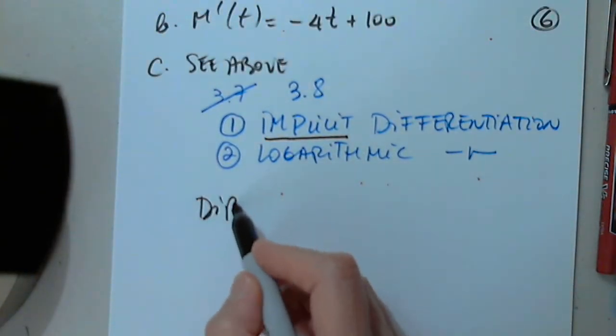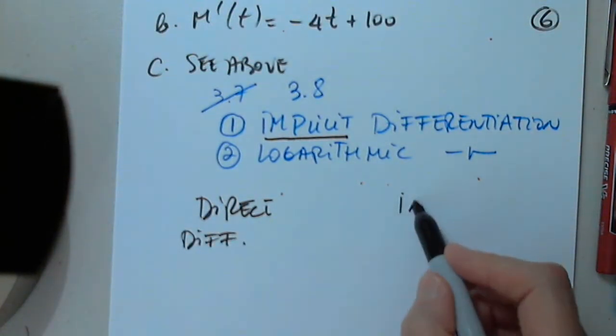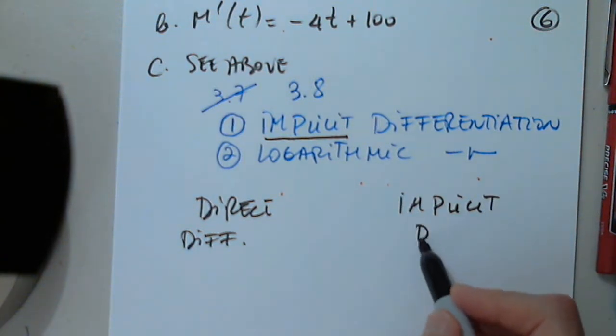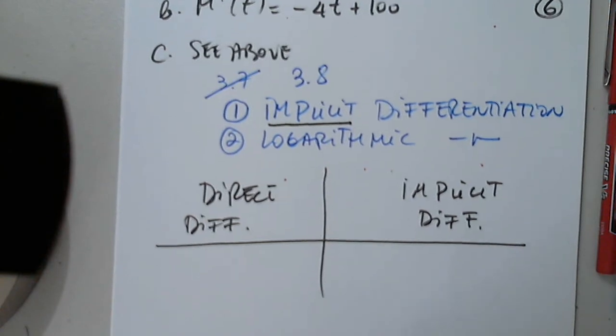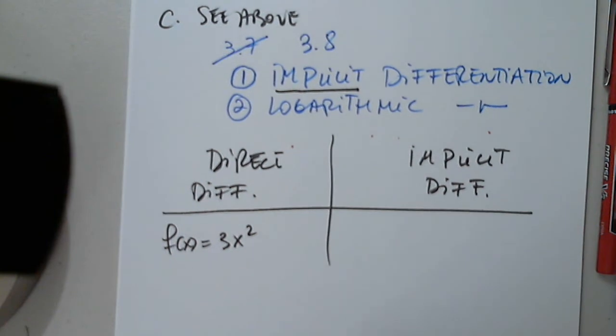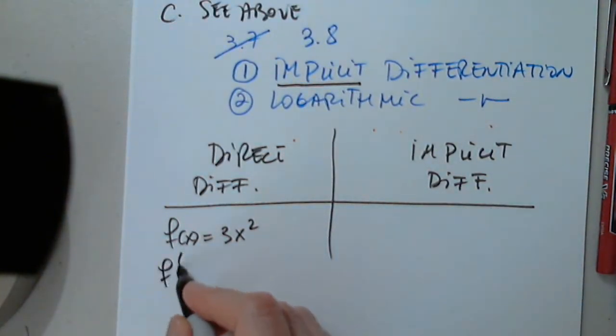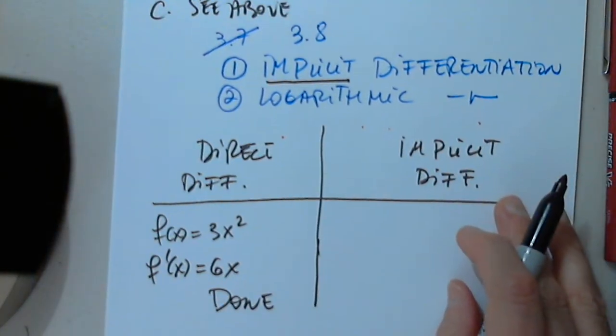So what is direct, first of all? I never mentioned direct differentiation. And what is implicit differentiation? Here I'm given the function. F of x is 3x squared. If you ask me to find the derivative, what would you tell me to write? Exactly. 6x. Done. But now look here.